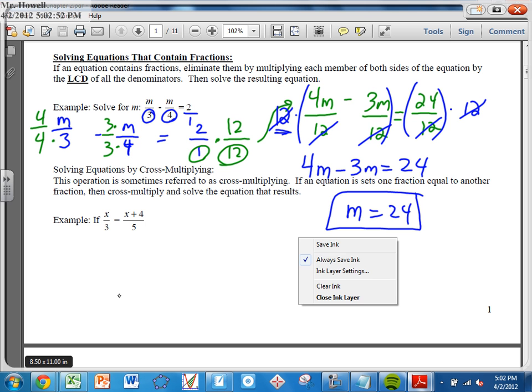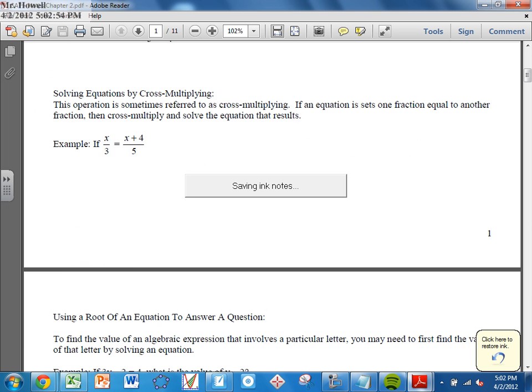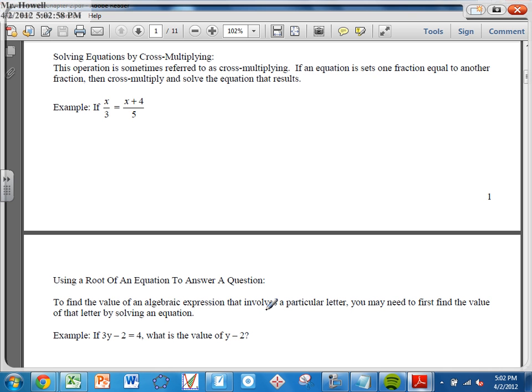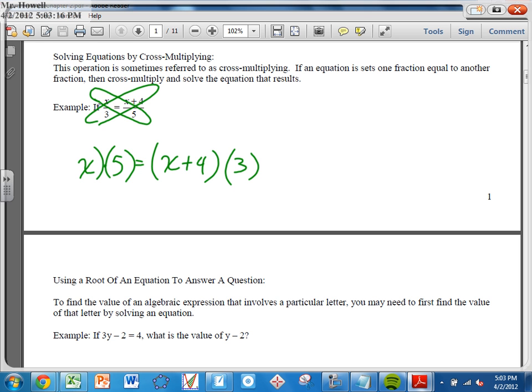A very common example on the SAT, you have to solve a proportion. A proportion is very simple to solve if you have one set up like this especially. Just simply cross multiply. So let's start by multiplying in this direction and then multiply these two. So the first circle, which is x times 5, is just going to be x times 5. The second one is going to be x plus 4 times 3. I'll use parentheses to make it more clear.